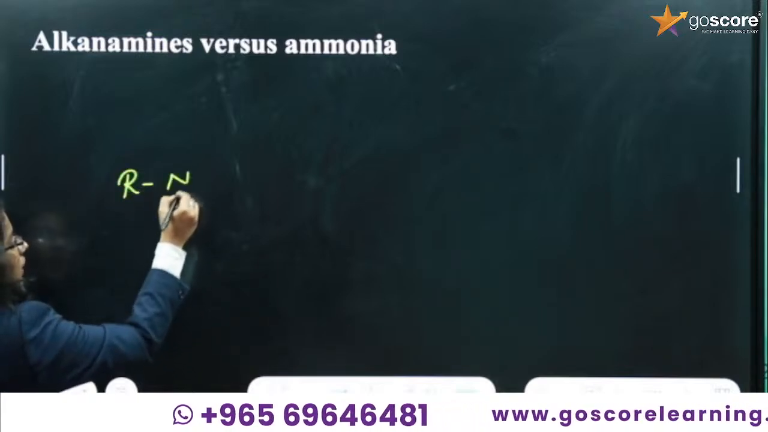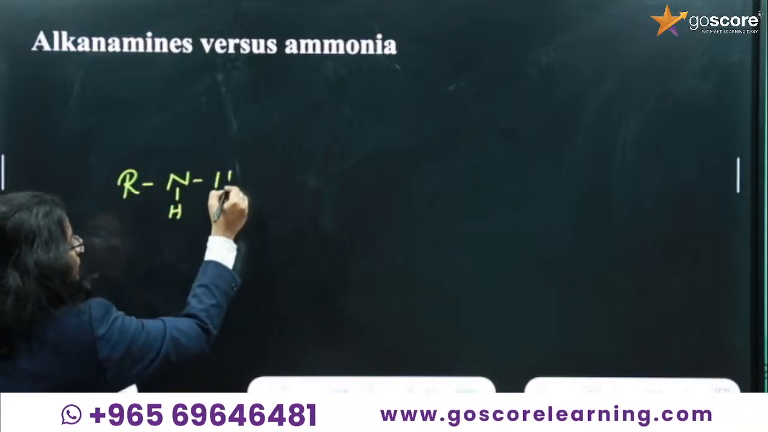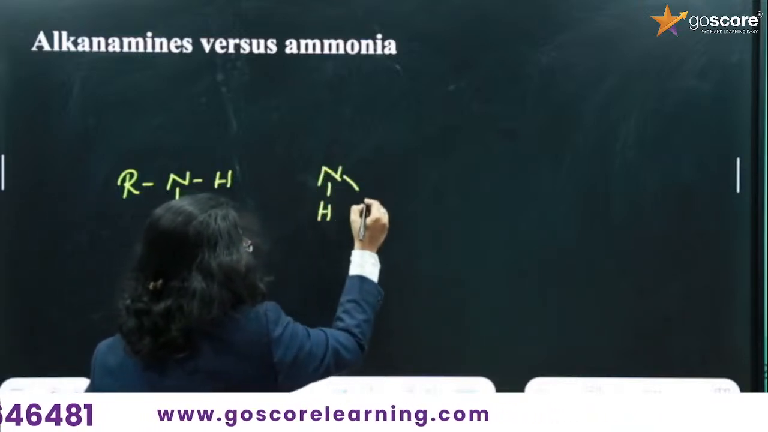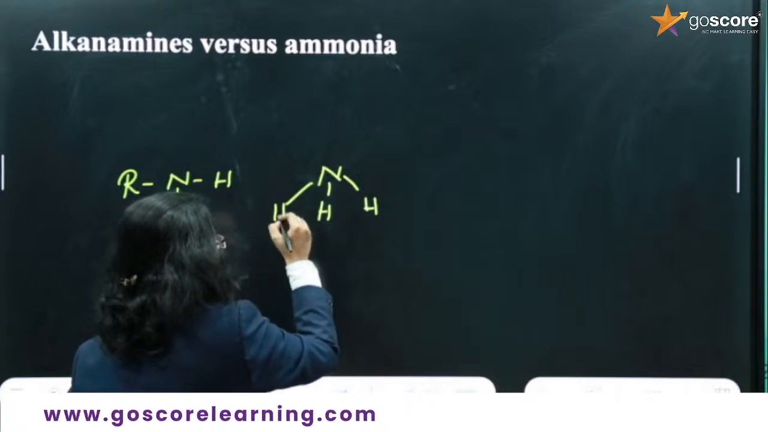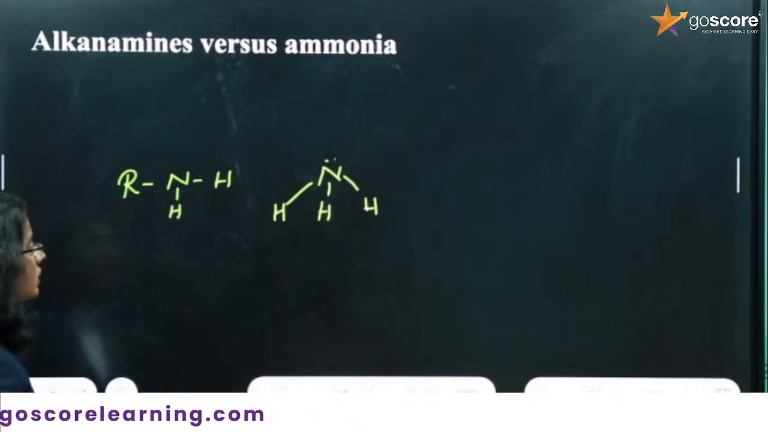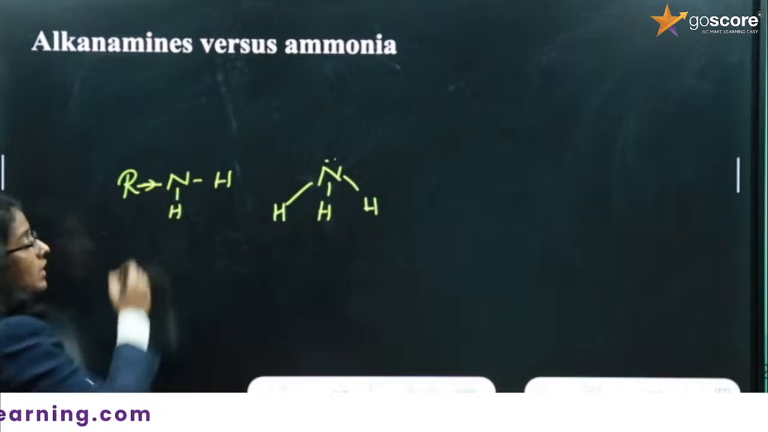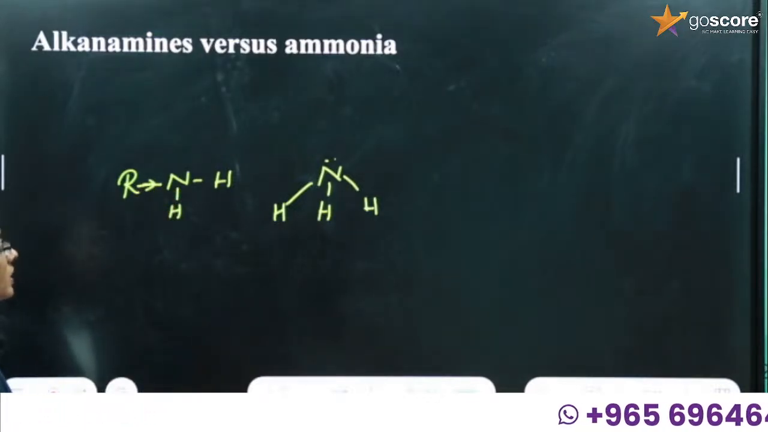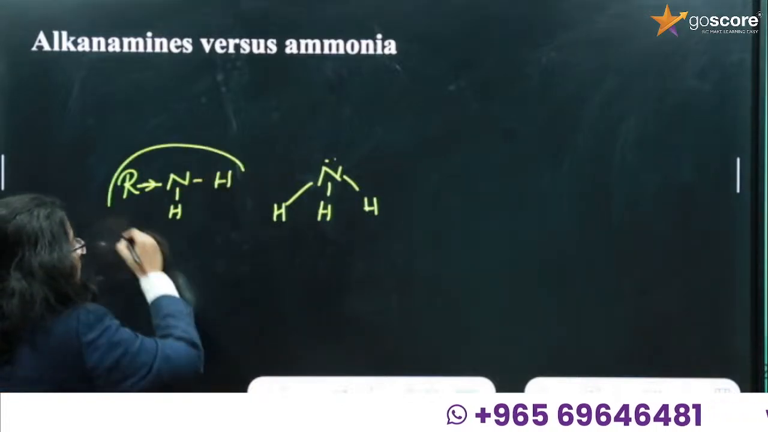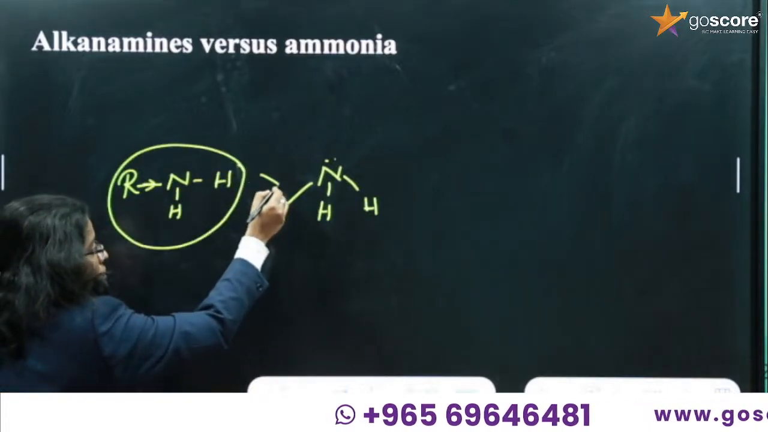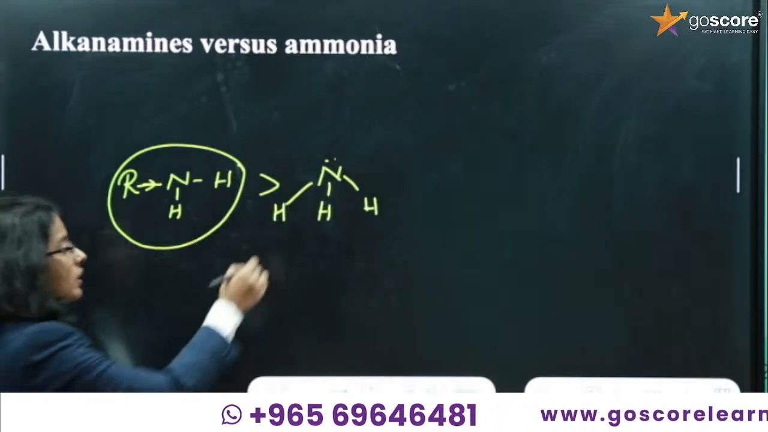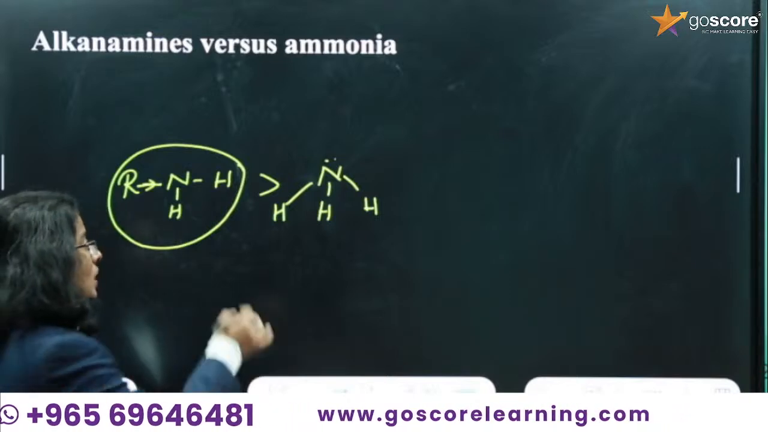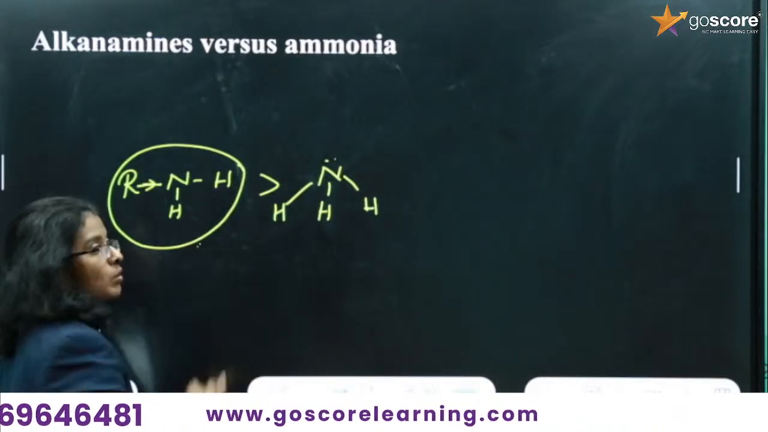This is RNH2, alkylamine, and this is the structure of ammonia. Here there is one alkyl group, an electron releasing alkyl group. Due to the plus I effect, this alkylamine is a stronger base than ammonia. In ammonia, there is no alkyl group, no electron releasing group. So alkylamine is more basic.